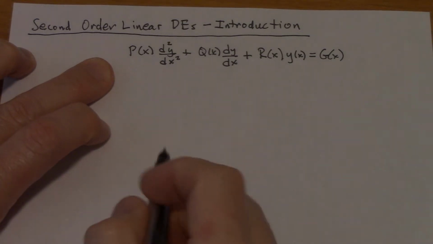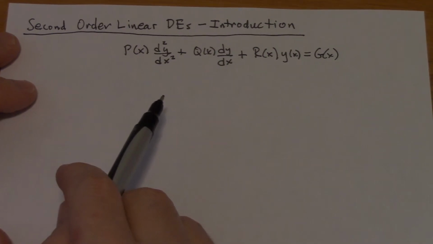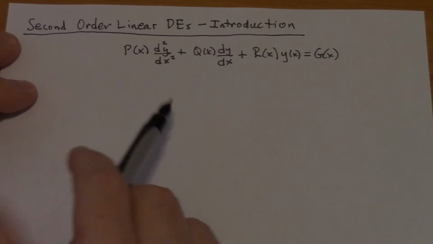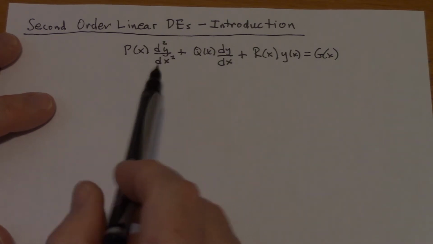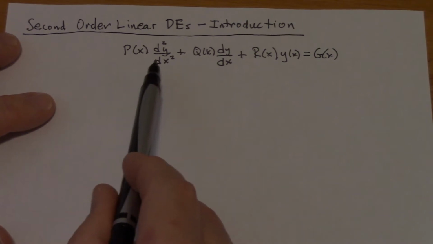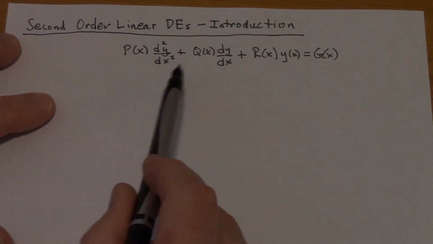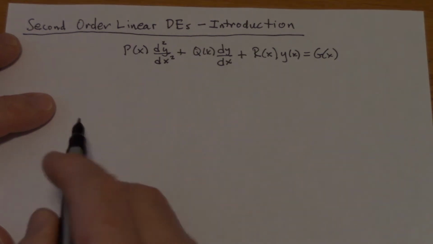All right, in this lesson we're going to talk about second order linear differential equations, and this lesson is supposed to be an introduction. So this is a generic second order. Notice order means the number of the highest derivative, so second derivative means second order. So p of x d squared y over dx squared plus q of x dy dx plus r of x y of x equals g of x.